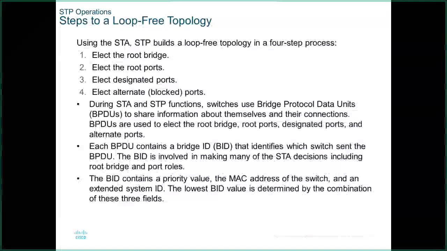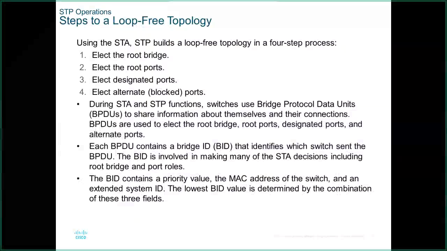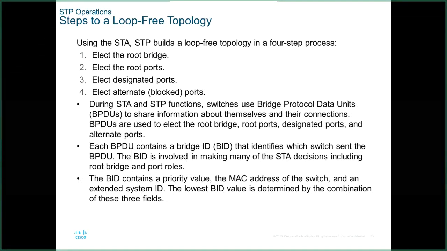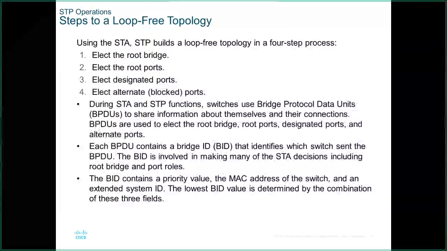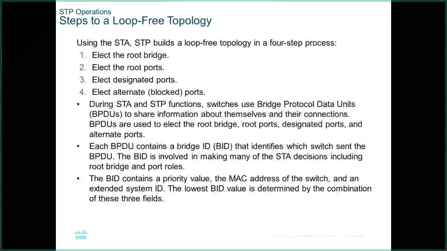So how does it do this process? Well, it sends out a little packet. Well, it's not a packet, it's a frame. It sends out these bridge protocol data units, which are a little control frame that spanning tree uses. And within that, it has information that it uses to elect the bridges, the ports. Okay, so what's in this information?